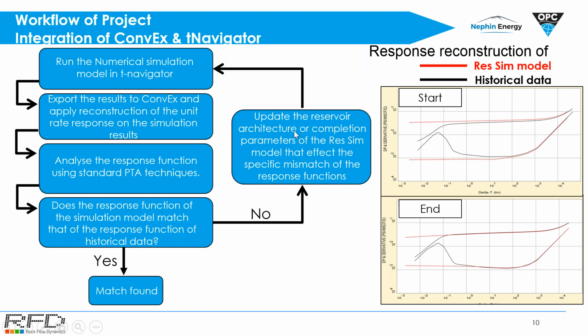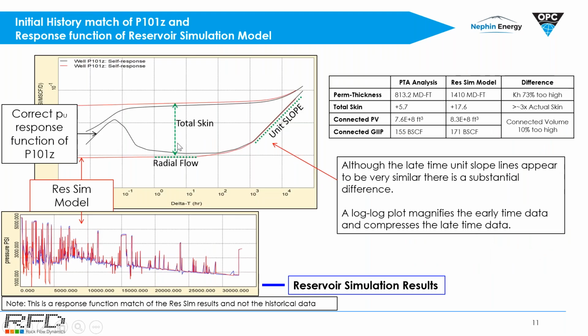I need to go back, update the ResSim model and repeat the process. So just so you can visualize it, here I have a response reconstruction of the historical data in black and the ResSim model in red at the start of the process, and you can see there's a mismatch. I'll get onto that later. And by the end of the process, we want the red and the black to overlay quite nicely. So I'm going to show you how I did that.